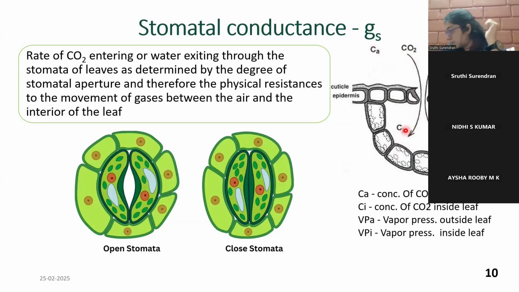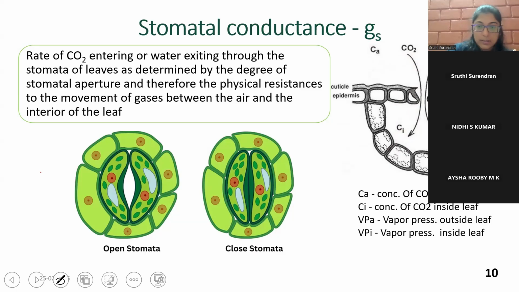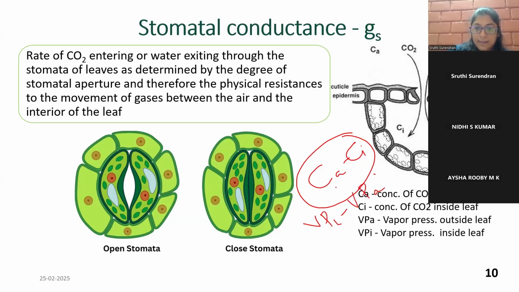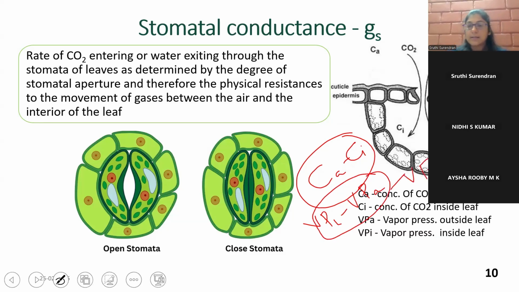So it will be like Ca minus Ci will be the gradient that is affecting the carbon dioxide concentration, and VPi minus VPa will be the vapor pressure deficit. Vapor pressure deficit is governing the exit of water from the leaf.